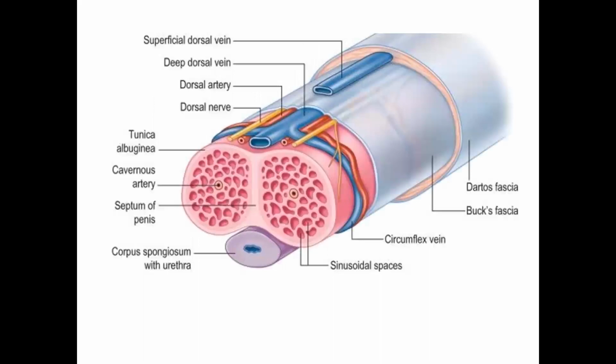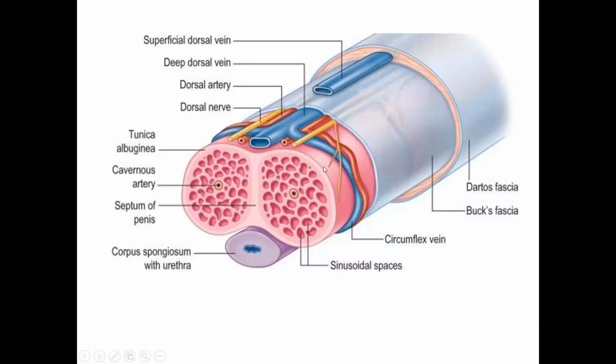So here we are seeing a schematic, three-dimensional transverse section of the penis. You can see the two large cavernous spaces, the corpora cavernosa, separated from each other by a median septum, and the corpus spongiosum, relatively small, with the urethra lying in it.